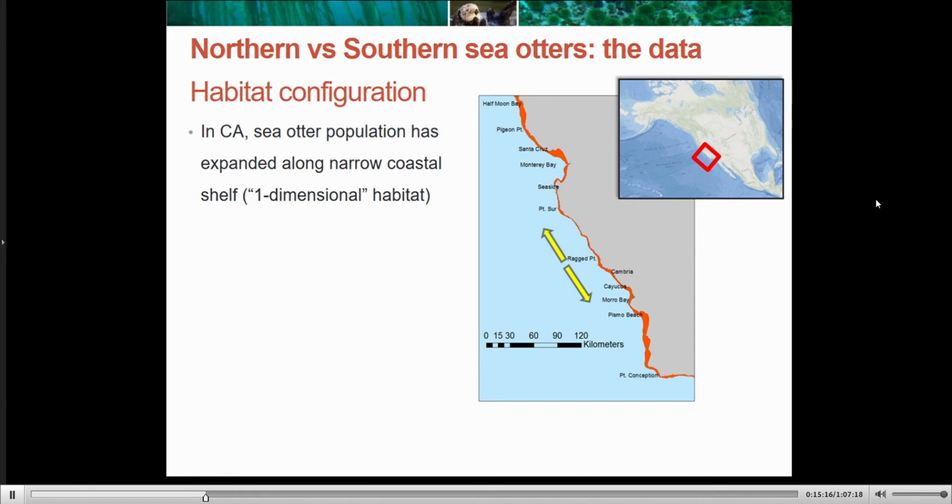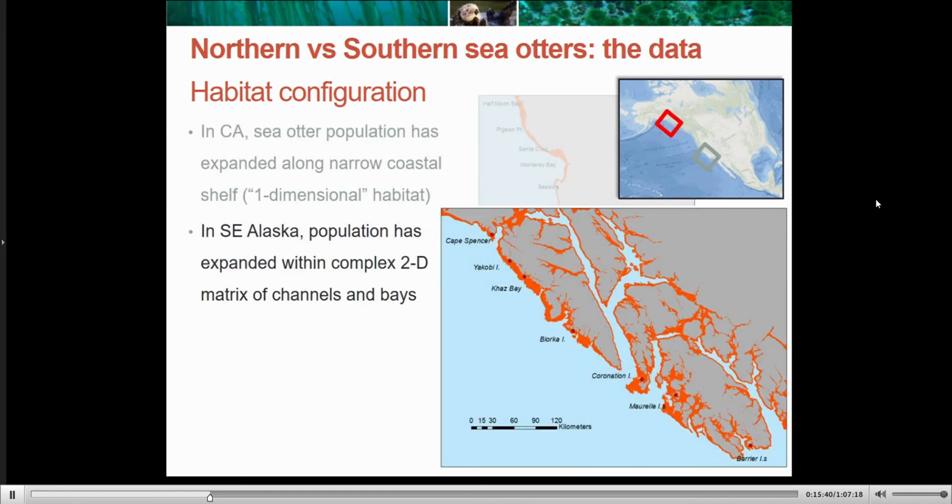In California, the sea otter population has expanded along this very narrow, essentially one-dimensional habitat. So that little thin strip of orange habitat is all they have in California. They can either move north or south along that habitat. So the population has been growing and spreading very slowly over the last 100 years on that one-dimensional axis.